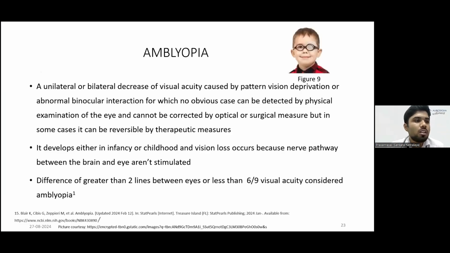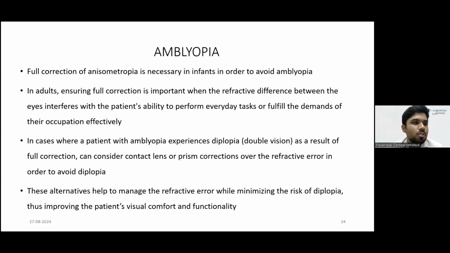So amblyopia. Let's see the definition of it. A unilateral or bilateral decrease of visual acuity caused by pattern vision deprivation or abnormal binocular interaction between the two eyes. If the difference is greater than 2 lines between the eyes or less than 6/9 visual acuity, it is considered as amblyopia. So how should the prescribing pattern be? Full correction is always necessary in amblyopic patients, whether anisometropic or strabismic, in order to achieve better visual correction. But in case the patient is experiencing diplopia due to the full correction, we can go for contact lenses or prism corrections over the refractive error in order to avoid the diplopia.